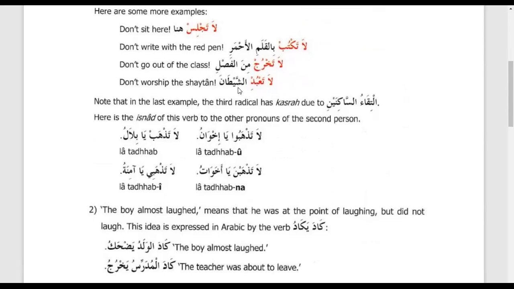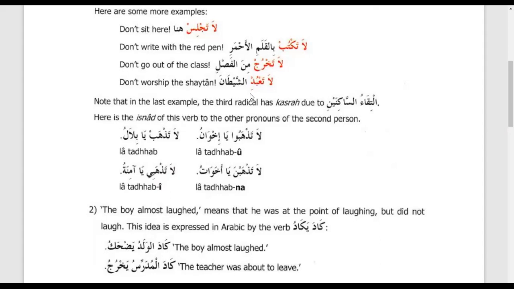Now after that we have al. So what's the rule of connecting sakin with al? We should take it with kasra. Kasra, excellent. So as we can see here, la ta'budish shaytana, don't worship the shaytan. So it was la ta'bud, and when we connect it with al, we will connect it with kasra, and we know this already, this information.